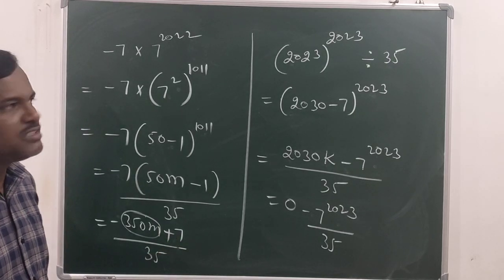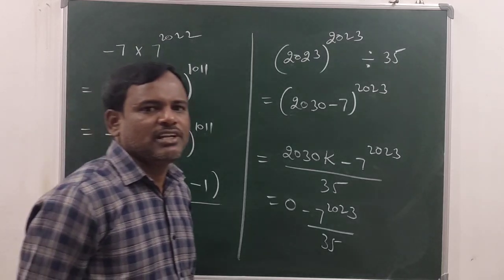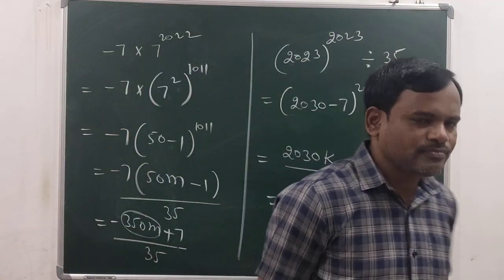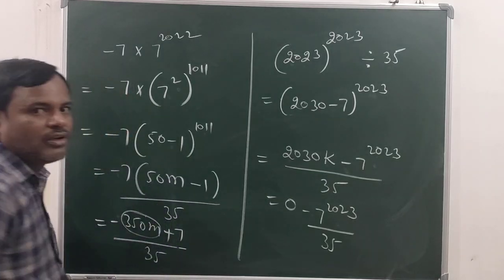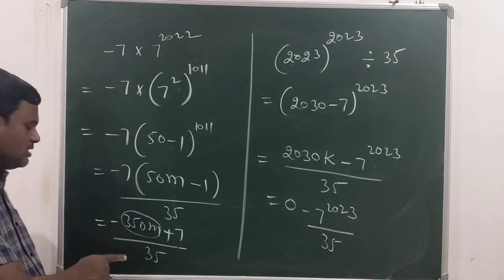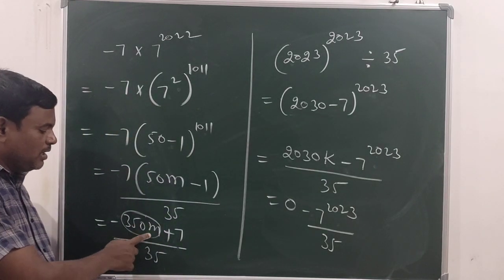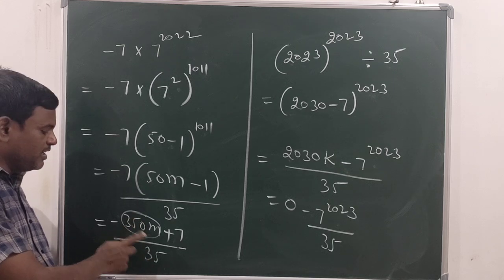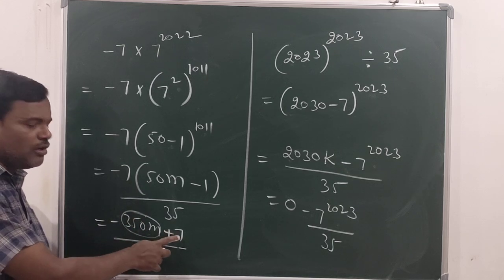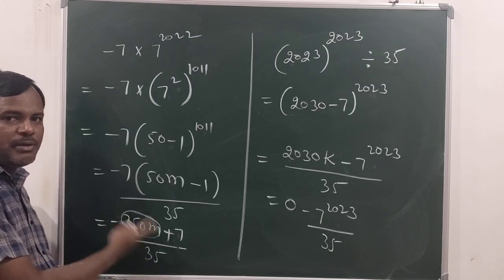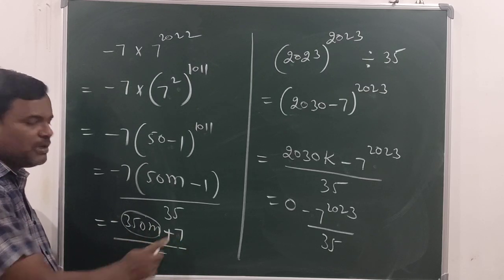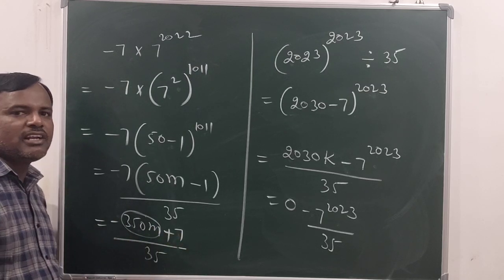What is the required answer for this question? 7 is the required answer. I hope you have understood. Okay, so this is the multiple of 350. Hence when you divide this with 35, the remainder would be 0. Now, here in this case the remainder is 0, but here 0 plus 7. 7 is the final required remainder.